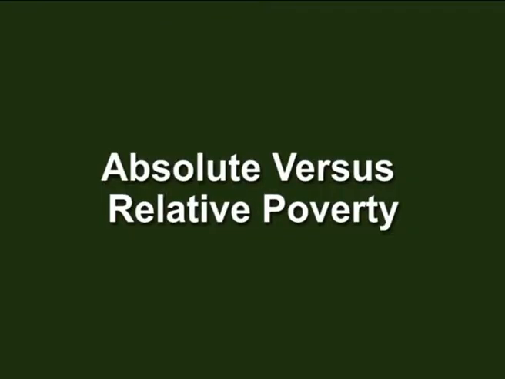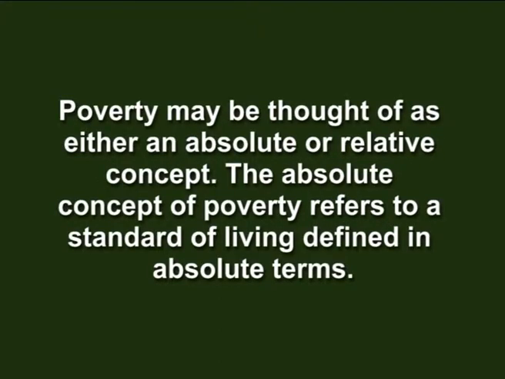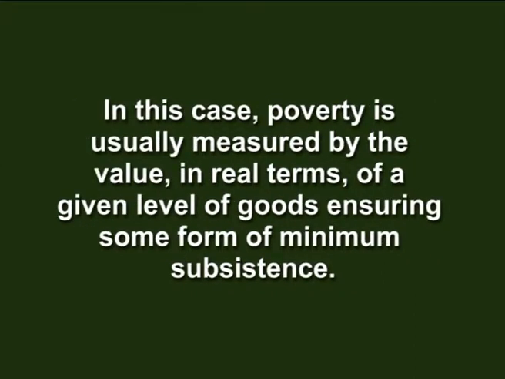We talk about poverty line on the following basis: absolute versus relative poverty. Poverty may be thought of as either an absolute or relative concept. The absolute concept of poverty refers to a standard of living defined in absolute terms. In this case, poverty is usually measured by the value in real terms of a given level of goods, ensuring some form of minimum subsistence. For example, the value of basic food or the minimum income required to have decent lives.